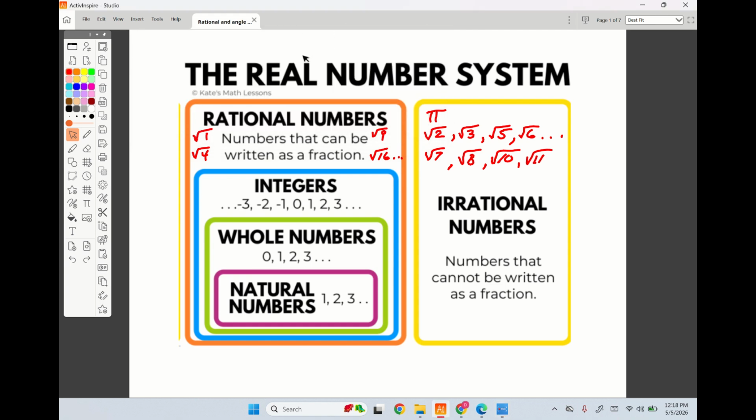On irrational numbers and finding angle measure. So we'll get to all that later. This screen shows you the real number system, like what you classify each number as.